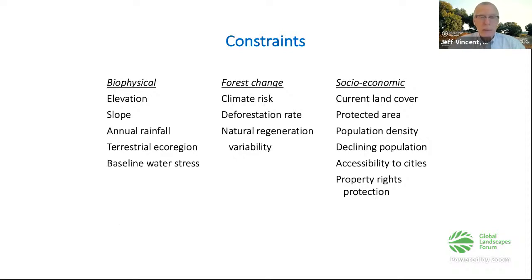Here's a list of the constraints that users can apply. These pertain to different ecological and socioeconomic risks. I'll mention just one example. In that first column, biophysical, you'll see the fourth entry is terrestrial ecoregion.